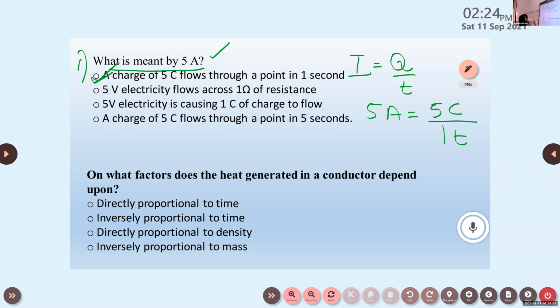According to the second option, 5-volt electricity flows across 1 ohm resistance. It is not our equation. The equation for the current is I is equal to Q by T.